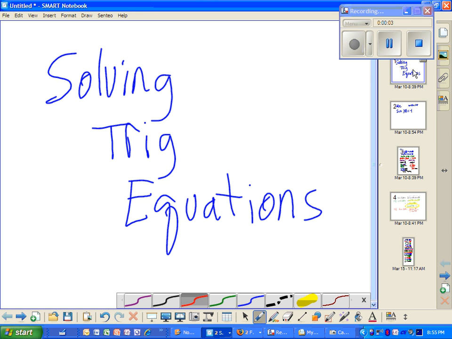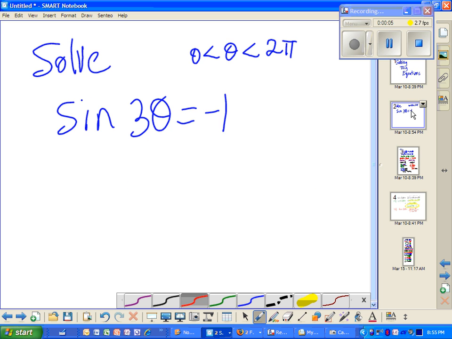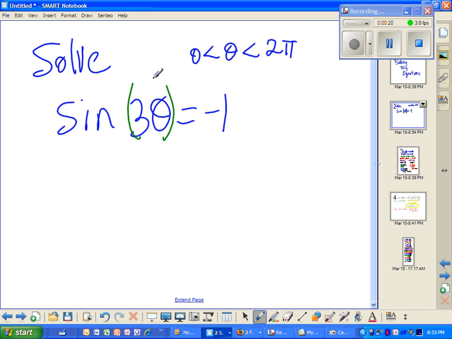Okay, we're solving a trig equation. Here it is. Sine of 3 theta equals -1. All right, so first thing, we don't know how to deal with this 3 theta. So what we're going to do is we're going to call it alpha. So in the back of our mind, we're going to know that alpha is really 3 theta. Okay, so sine of alpha equals -1.